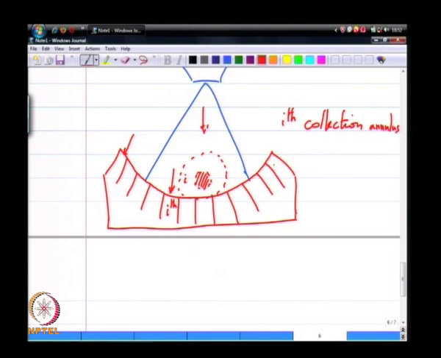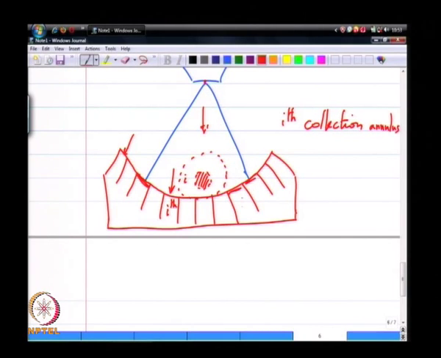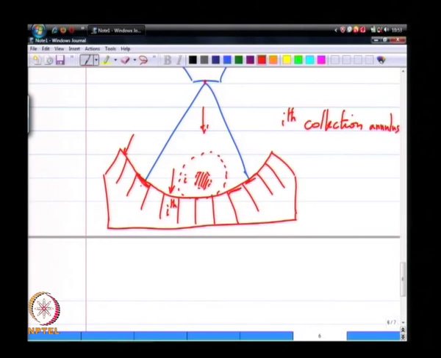where I could place this patternator concentric with the orifice on the spray nozzle. Now, the advantage of this is that each of these collection annuli are at the same distance from the spray nozzle. So, you are likely to collect, so essentially the cross sectional area of this annulus that is facing the nozzle is exactly the same as the geometric area.